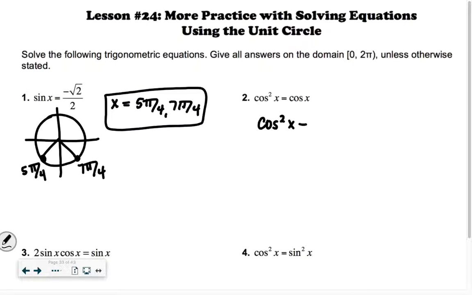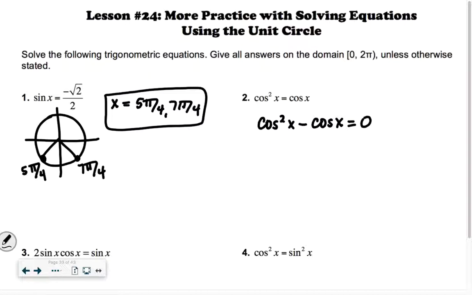So I'm going to have cosine squared minus cosine equals 0. Now, when I'm saying this, I'm saying cosine squared minus cosine, I'm writing cosine squared x, right? There's always something. It's kind of like logarithms. You can't be like, log equals 2. It's like log of what? Sine, cosine, and tangent are the same way, okay? And secant, cosecant, and cotangent.